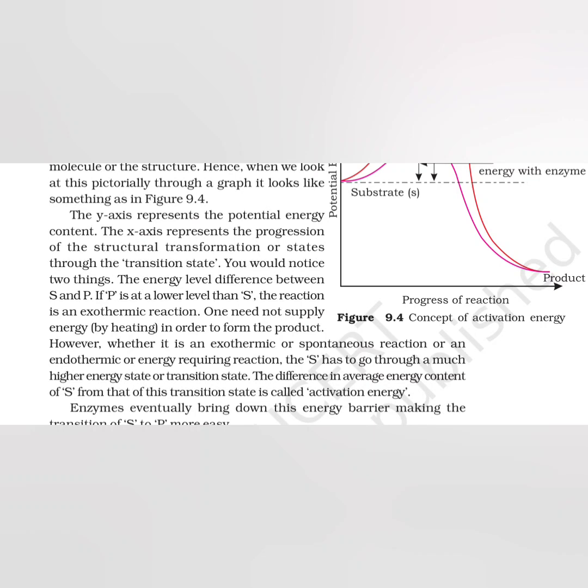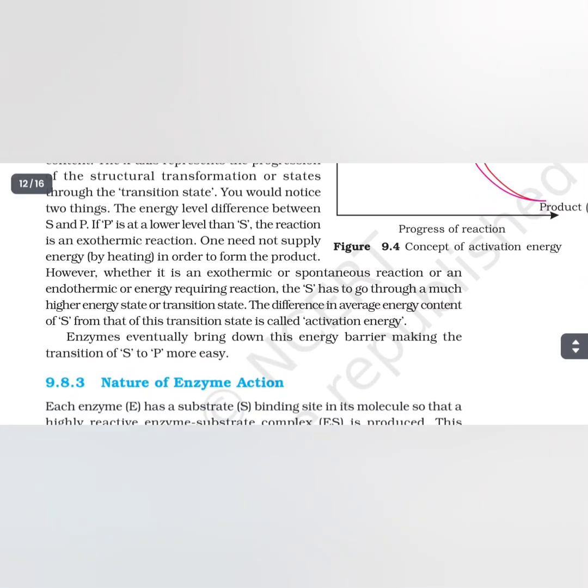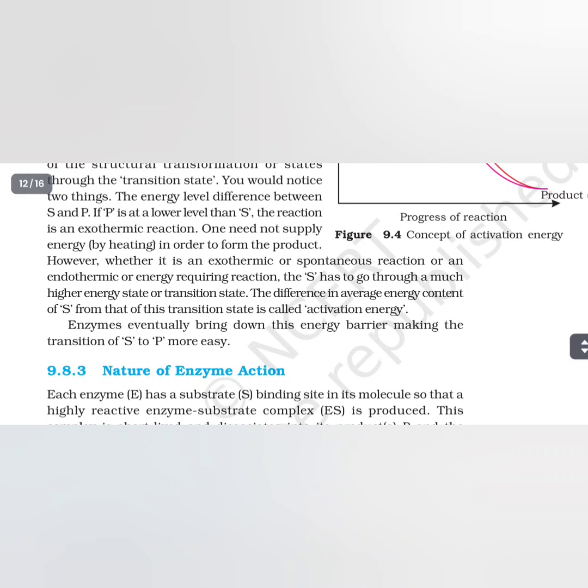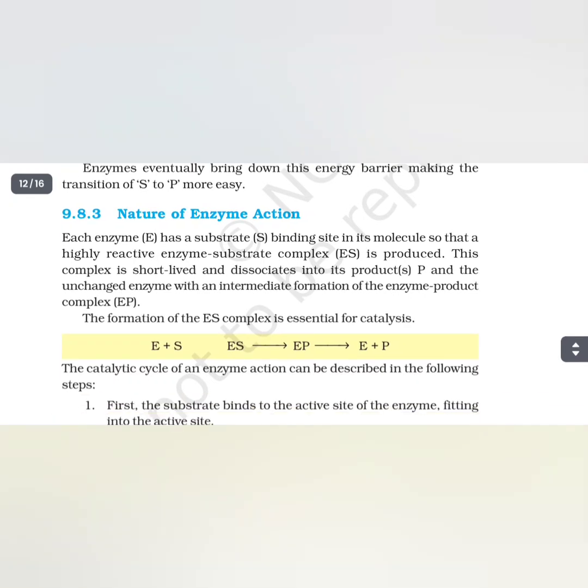If P is at a lower level than S, the reaction is an exothermic reaction. One need not supply energy in order to form the product. However, whether it is an exothermic or spontaneous reaction, or an endothermic or energy-requiring reaction, the S has to go through a much higher energy state, the transition state. The difference in average energy content of S from that of this transition state is called activation energy. Enzymes eventually bring down this energy barrier, making the transition of S to P easier.